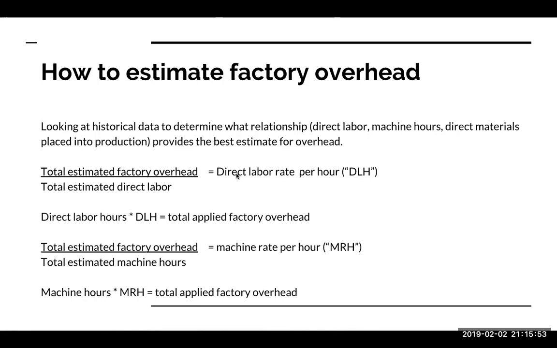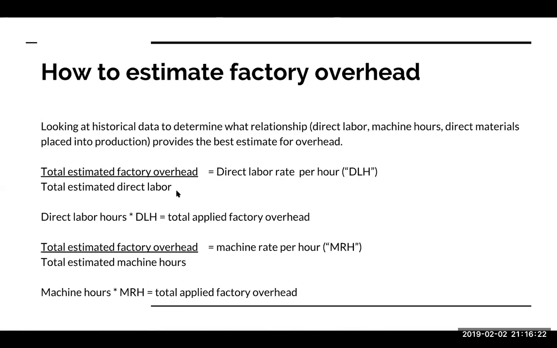And there are all different types of ways you can do it. Let's look at some historical data. What is the relationship between direct labor, machine hours, and direct materials placed into production? And what's going to give us the best estimate for our factory overhead? Remember the 3 components of what goes into work in process: direct labor, direct materials, and factory overhead. So we're talking about how we estimate this factory overhead.